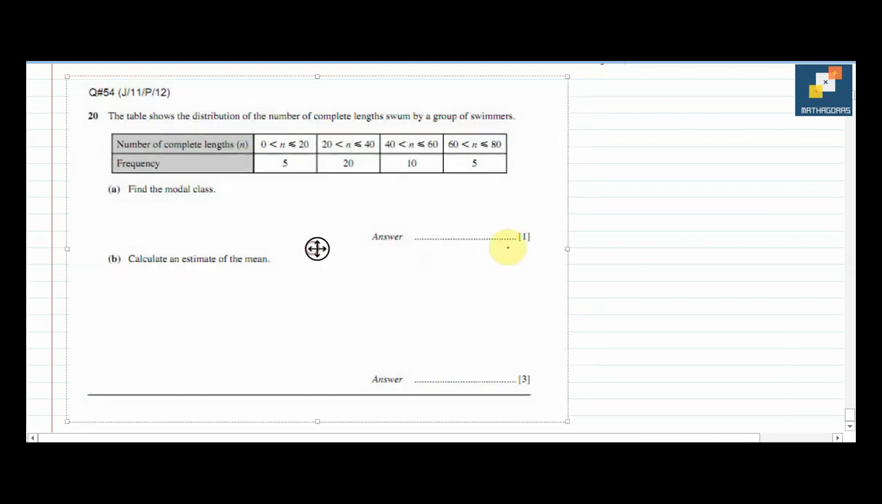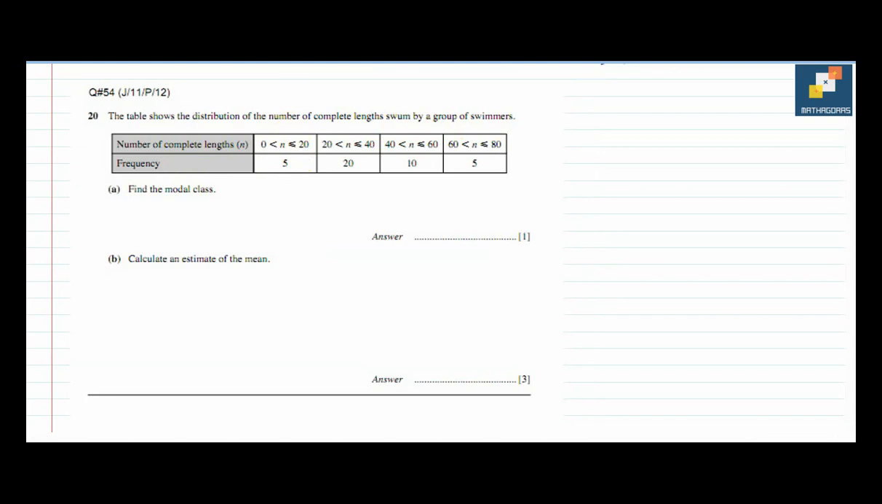The question says the table shows the distribution of the number of complete lengths swum by a group of swimmers. So you have length and you have frequency, that means number of swimmers. And this question is from the group data, right? And how do you know that? The intervals are given. The values of x are in the form of range.